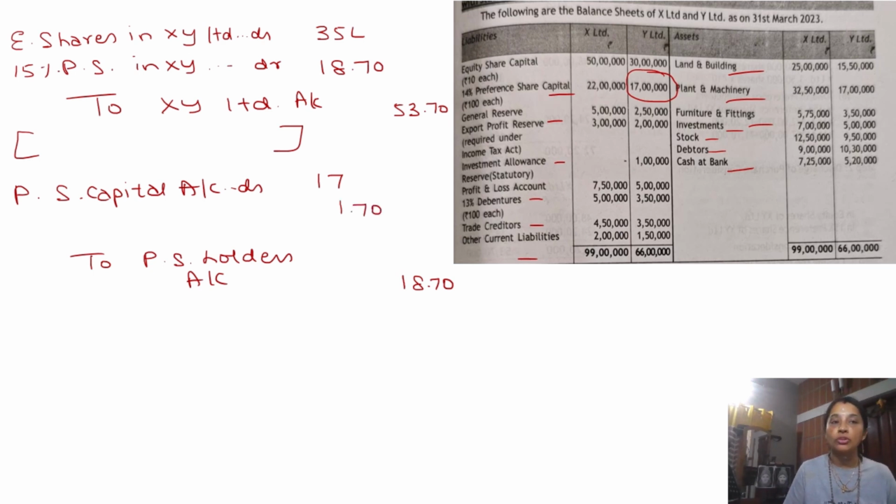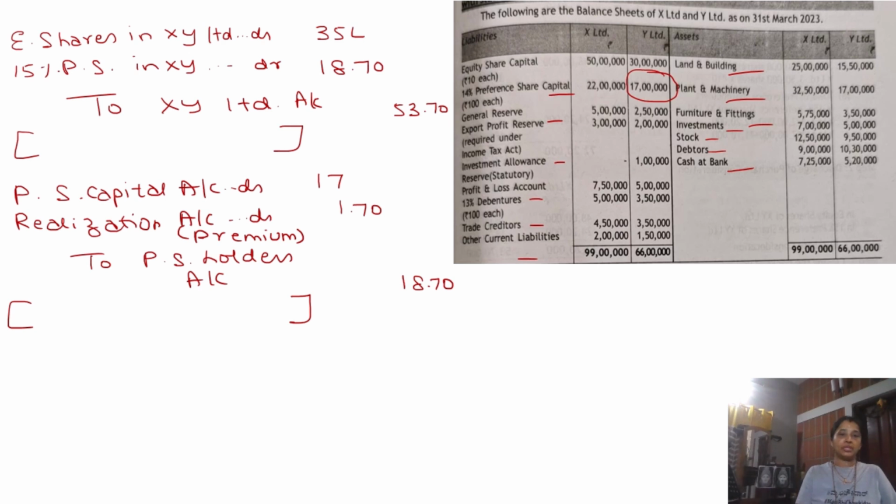So the premium amount, what will we do? We will transfer it to realization account on the debit side. If it is discount, the realization account will be credited. So realization account debit with the premium amount. So this is the preference share capital due at premium.